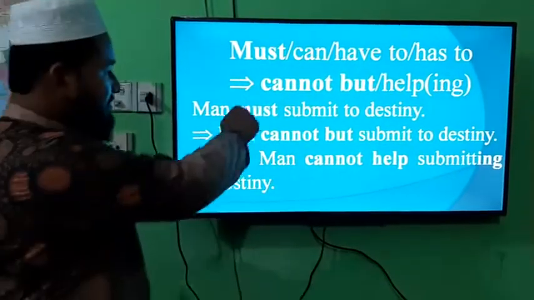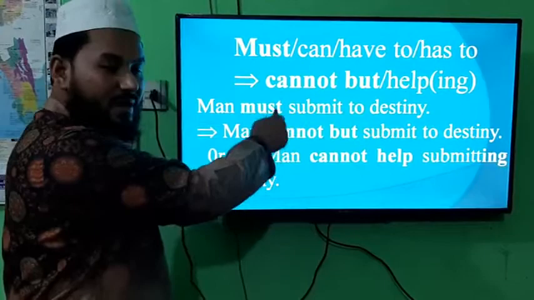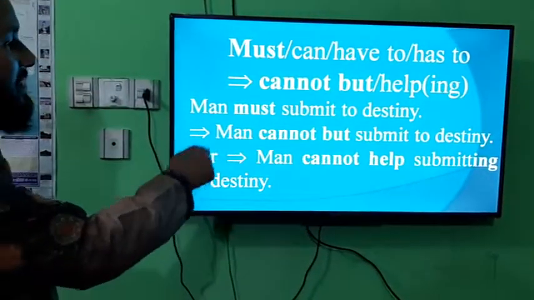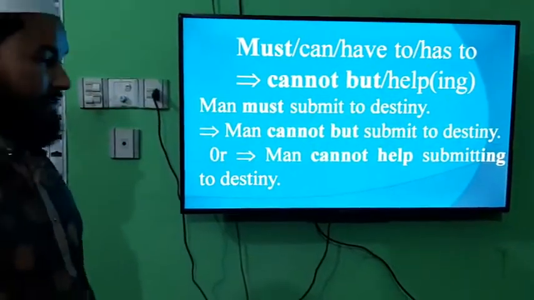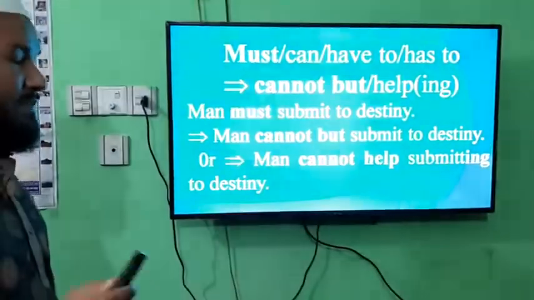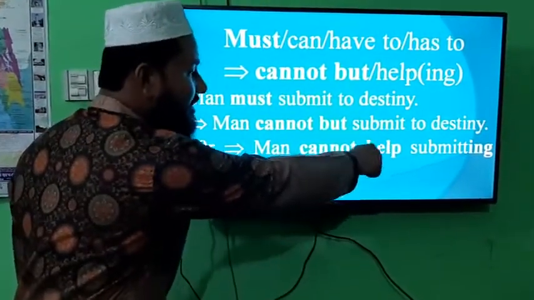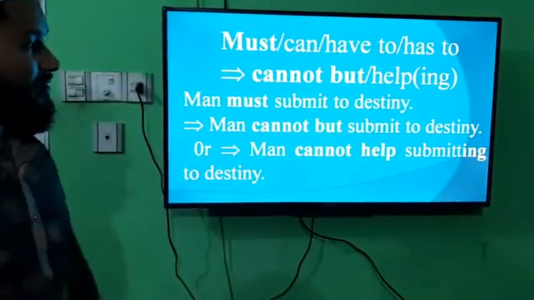Here, we have got must. As we got must, we have to use cannot but. So the answer will be: man cannot but submit to destiny. But if we use help, that time what will the answer be? Man cannot help submitting to destiny.